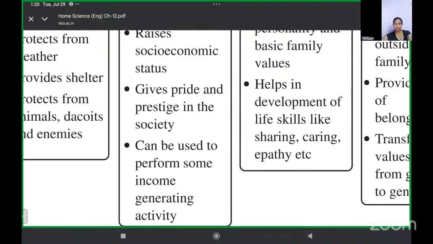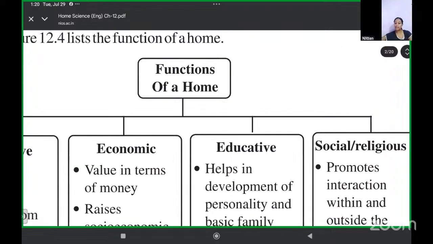You make two rooms. You rent one room for 5,000 and another for 5,000, so you will get 10,000 income from your house. Your house is giving you 10,000 income. That is an income generating activity. So that is how people use houses as an income generating activity.